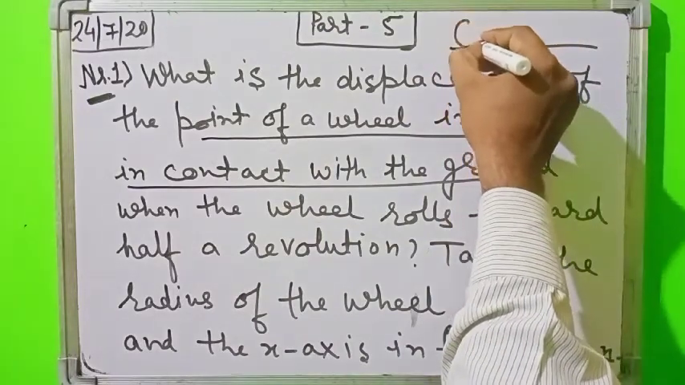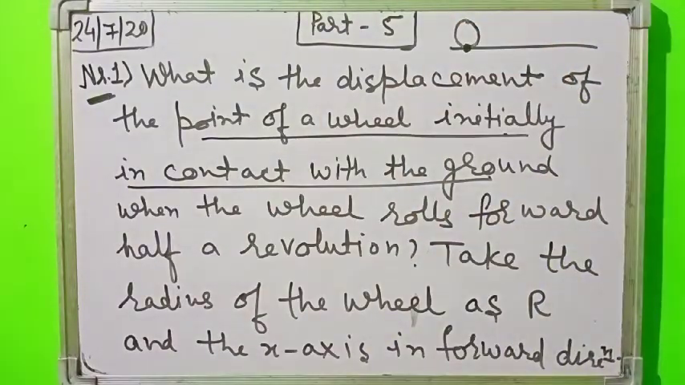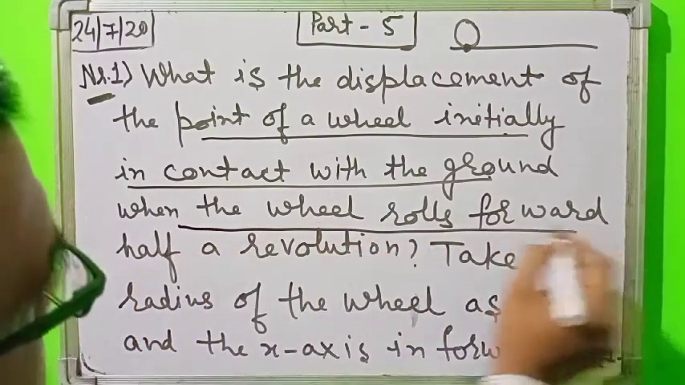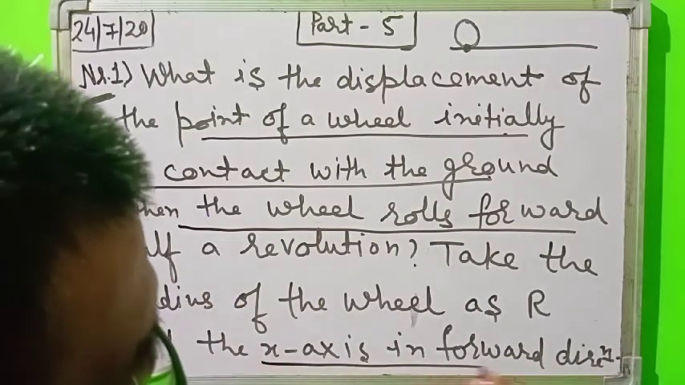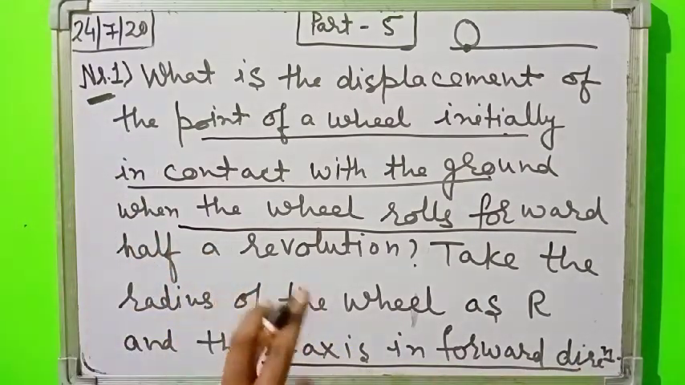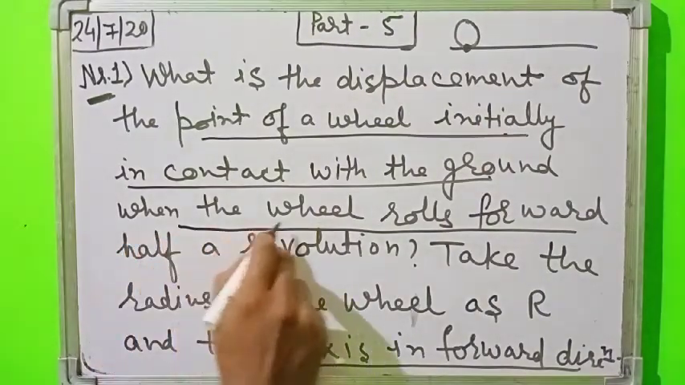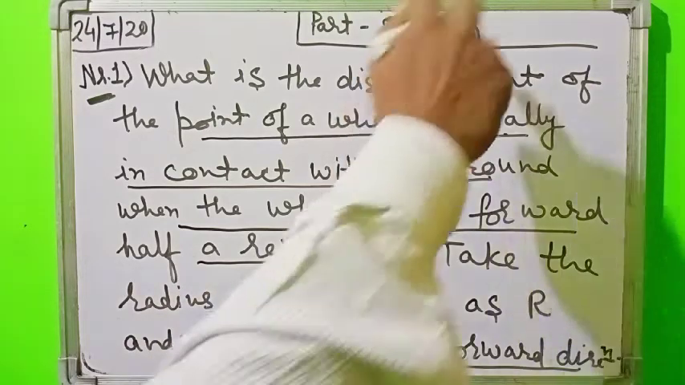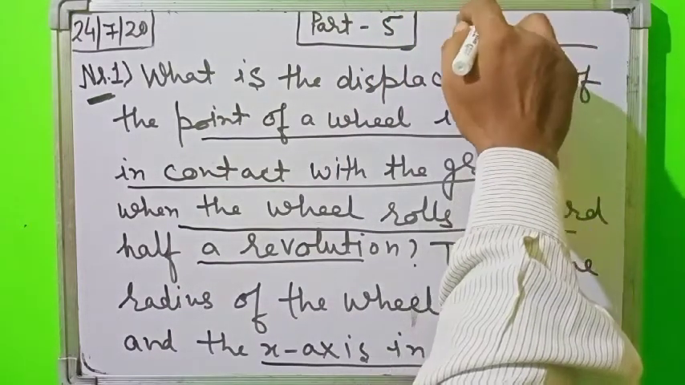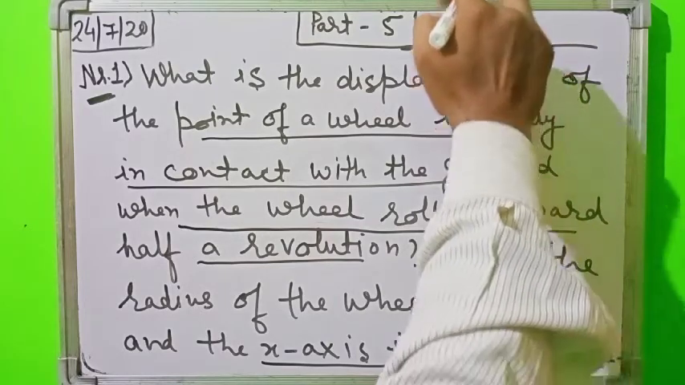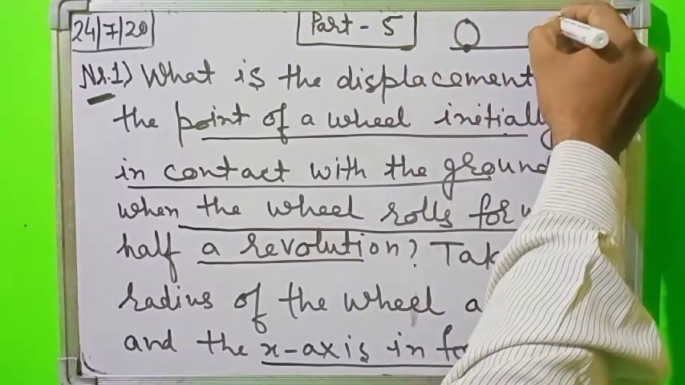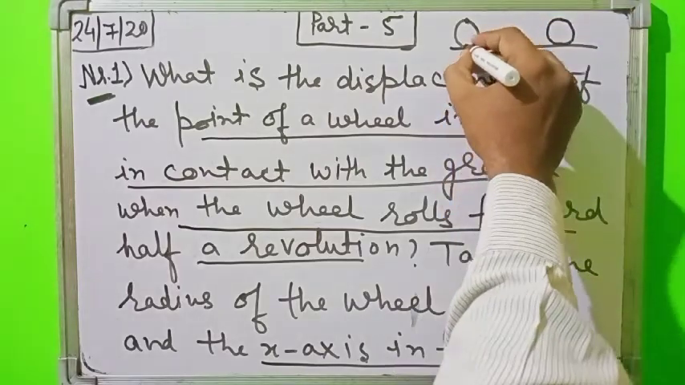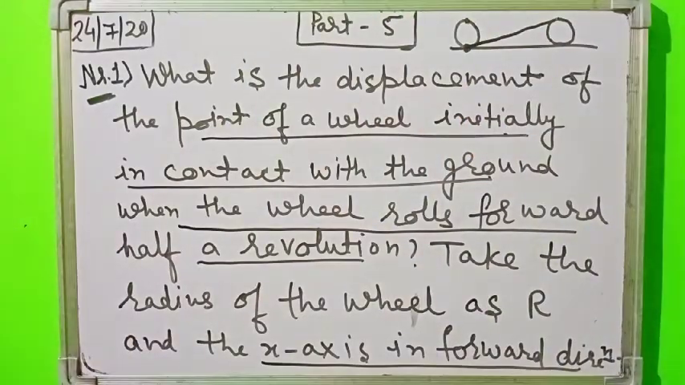This is a wheel, and this point of the wheel is initially in contact with the ground. When the wheel rolls forward, the x-axis is the forward direction, as given in the question. It rolls half a revolution. Half revolution means this point comes up, and this point comes in contact with the ground. So the point becomes here after half revolution.